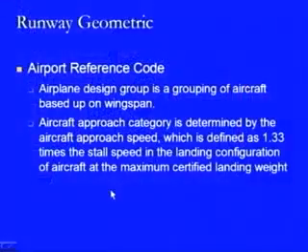And this aircraft approach category is determined by the aircraft approach speed, which is defined as 1.33 times the stall speed in the landing configuration of the aircraft at the maximum certified landing weight. So, with the complete landing weight available, whatever the approach speed is, with respect to that approach speed we define the category of that aircraft, and that is the aircraft approach category, and this is used to find out the lengths etc. of the various runway strips.